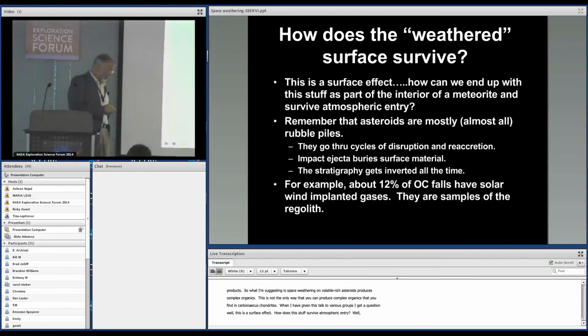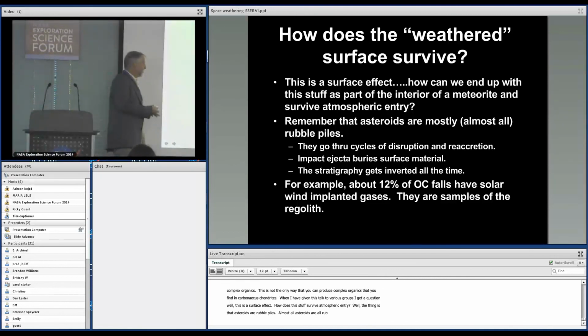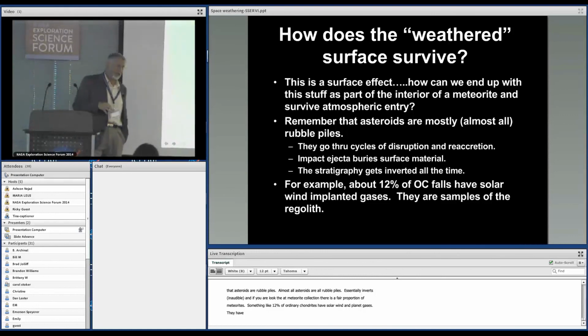Well, the thing is that asteroids are rubble piles. Basically, almost all asteroids are rubble piles, and they go through cycles of disruption and reaccretion. Impact ejecta buries surface material. You essentially invert stratigraphy all the time. And if you look at the meteorite collection, there's a fair proportion of meteorites, something like 12% of ordinary chondrites, that have solar wind and planetary gases. That is, they've had regolith soil material that's been relithified and transported to Earth. And so you have the actual grains that used to sit on the surface of an asteroid, but they've been preserved. And so these things are samples of regolith.